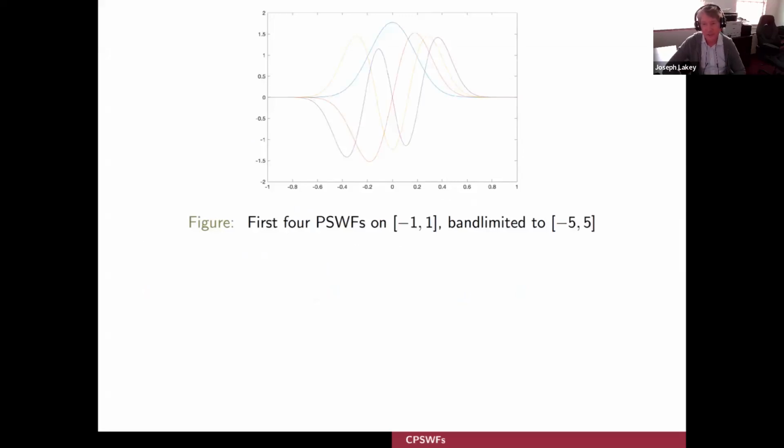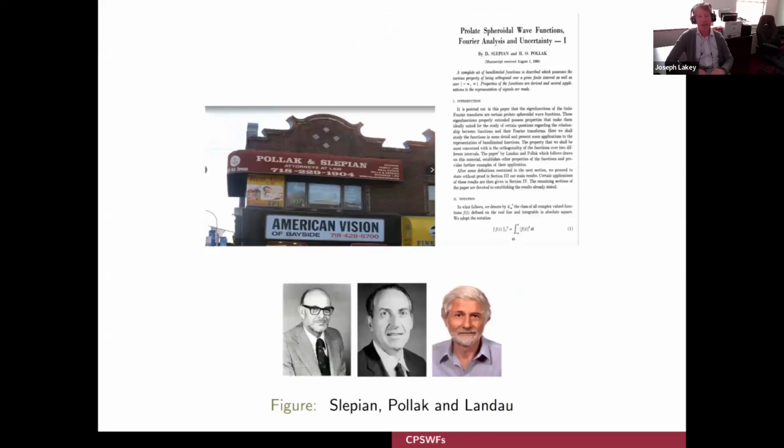And that's a picture for C equals 5 of the first 4. And when I say first, I'll call those the most concentrated ones, and mention what that has to do with concentration eventually. Okay, so skipping ahead several years to the early 1960s, before Pollak and Slepian were attorneys at law, a different Slepian and Pollak were mathematicians working at Bell Labs, and they made this connection between the prolate functions and a problem in communications, which is concentration of signals on a time interval within a certain bandwidth.